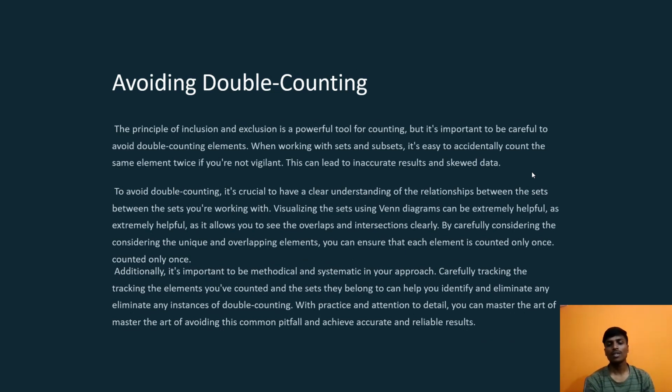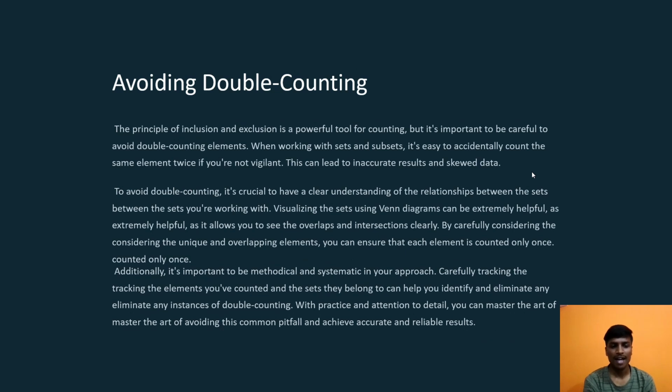Visualizing the sets using a Venn diagram can be extremely helpful, as it allows you to see the overlaps and intersections clearly. By carefully considering the unique and overlapping elements, you can ensure that each element is counted only once. Additionally, it's important to be methodical and systematic in your approach.